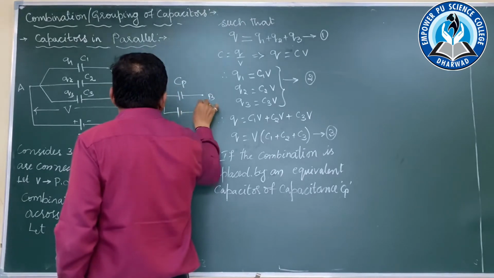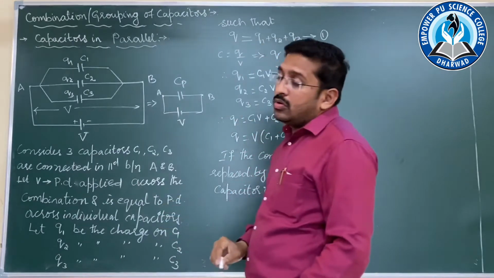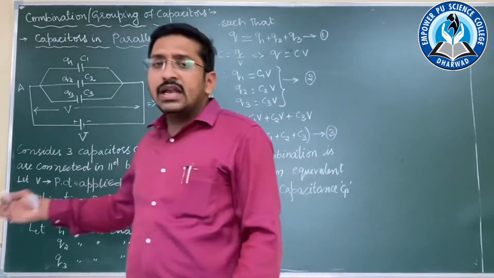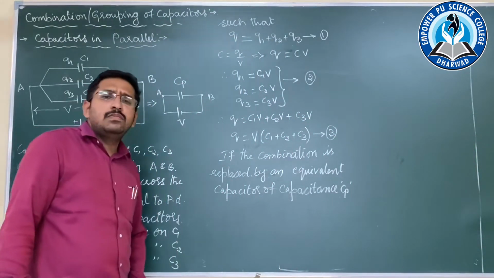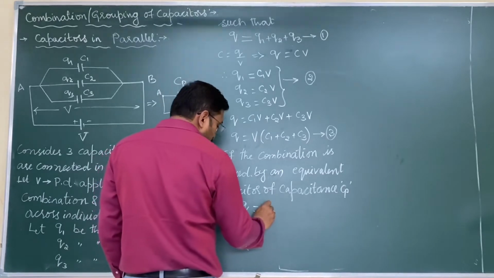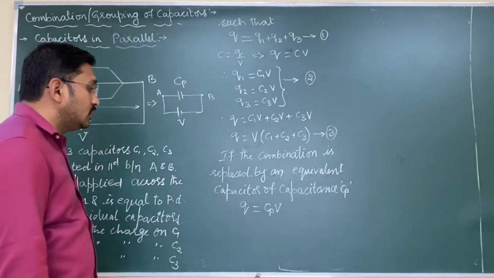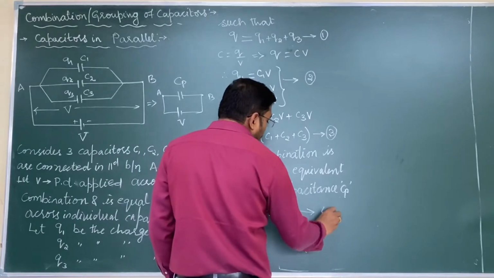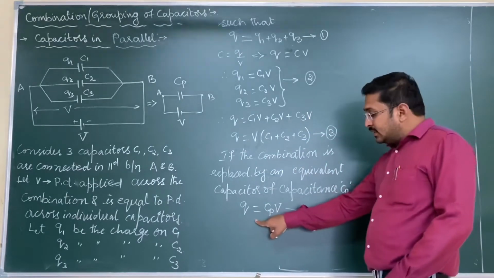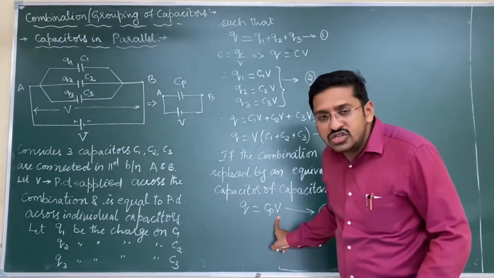If needed, you can show the potential here. This is the V. Because of that, it stores the same amount of charge. The basic definition of equivalent capacitance is that it has to store the same amount of charge. Therefore Q is equal to CP into V, which means the equivalent capacitor stores the charge Q. CP is the capacitance in parallel, and V is the applied potential.